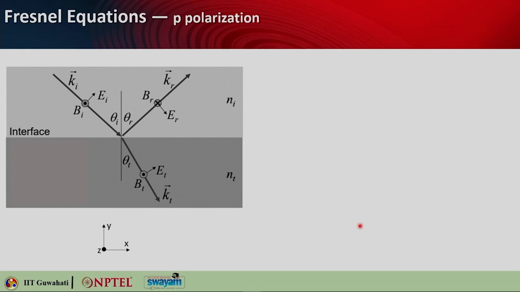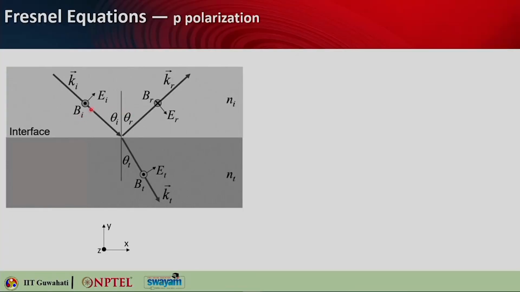So in P polarization, the electric field is basically parallel. So we take this particular direction of the electric field. Okay, so these wave directions are fixed. So Ki, Kr, Kt, they are all known, right? So this is how the reflection and transmission will look.